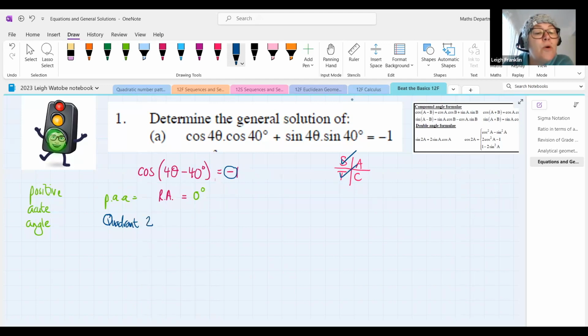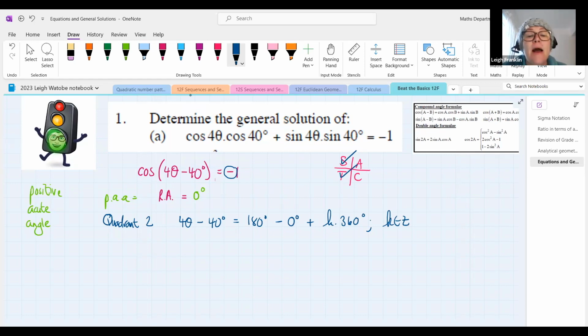You don't have to write quadrant 2, but in quadrant 2, we would say our angle 4 theta minus 40 is equal to 180 minus our PAA plus k times 360. K is an element of the integers. And remember, k represents when we make a turn around the Cartesian plane, one multiple of 360.